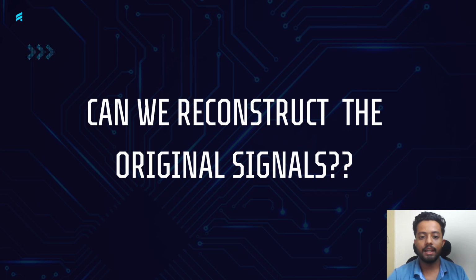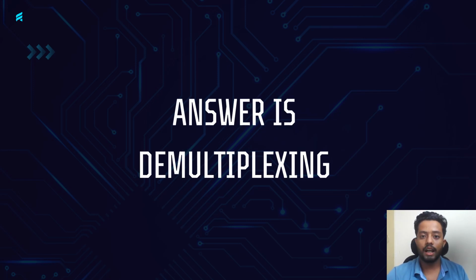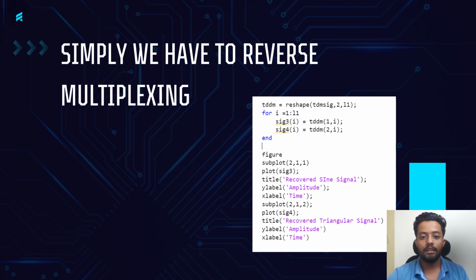Now a question arises: is it possible to reconstruct the original signals after time division multiplexing? The answer is yes, but how? The answer is demultiplexing. Demultiplexing is nothing but reversing the multiplexing. Here you can see in the code we have generated row matrices out of our time division multiplexing matrix to get two rows. First row is our recovered sine signal, which is our first signal, and the second is the recovered triangular signal that we have used.